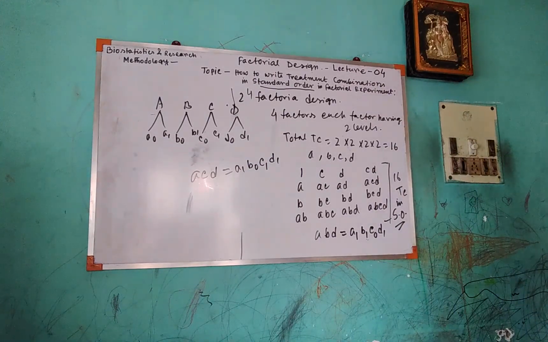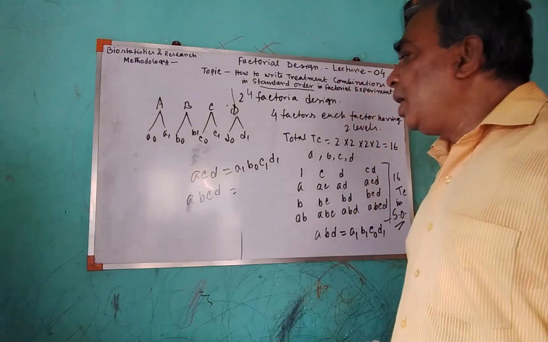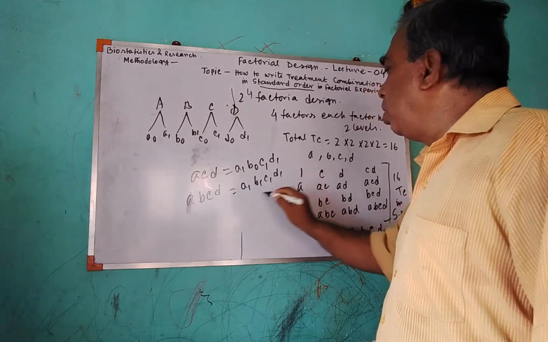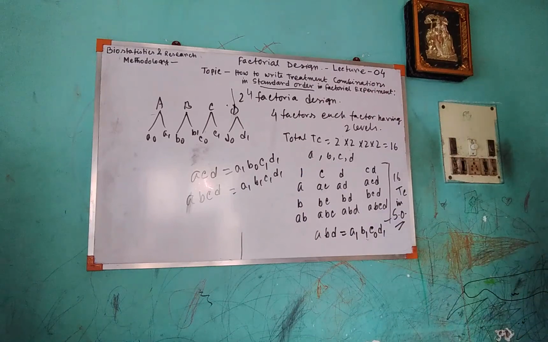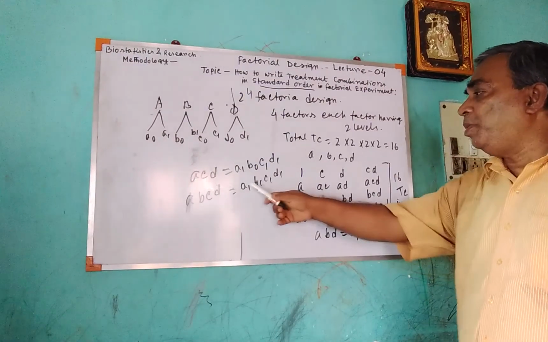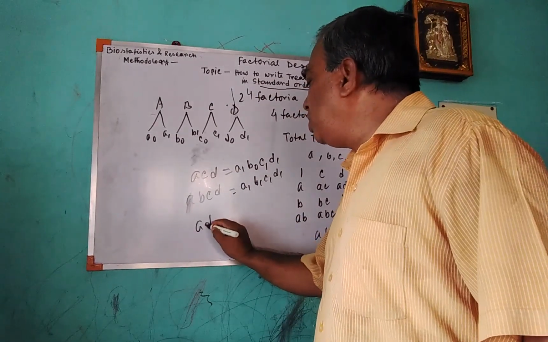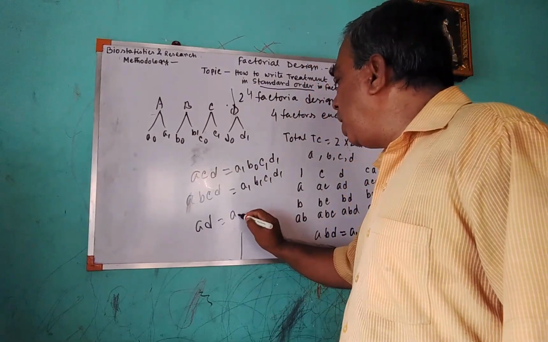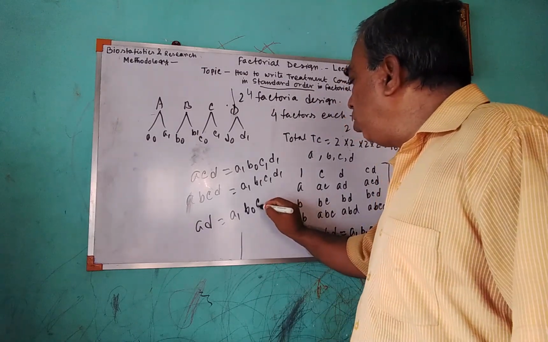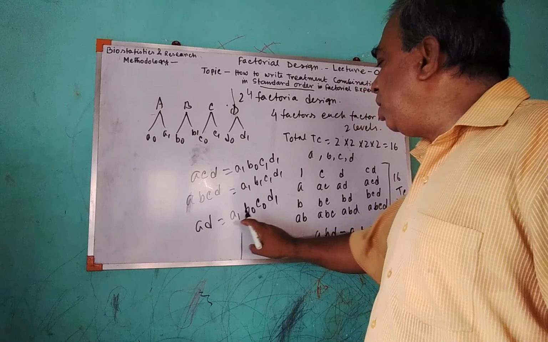Suppose I say what is ABCD? All are present, so all are at higher level: A1, B1, C1, D1. Now suppose I say what is AD? A is present, so it is higher level. B not present, so lower level. C not present, so lower level. D is present, so higher level. So this is AD: A1, B0, C0, D1.